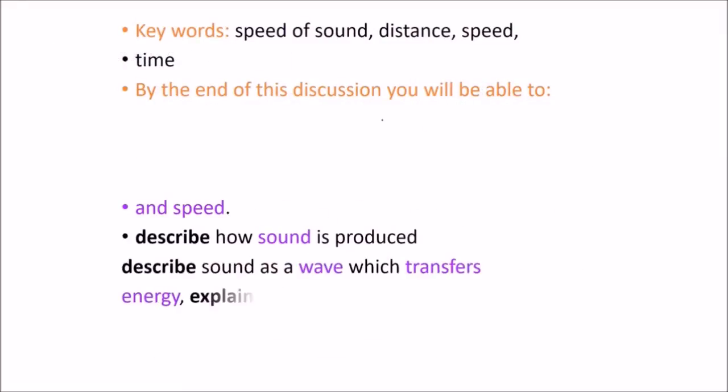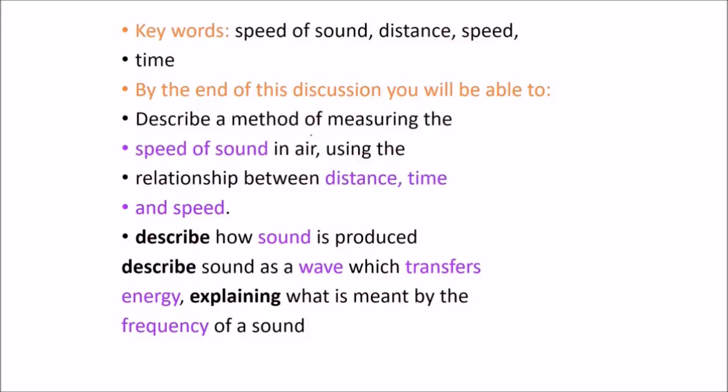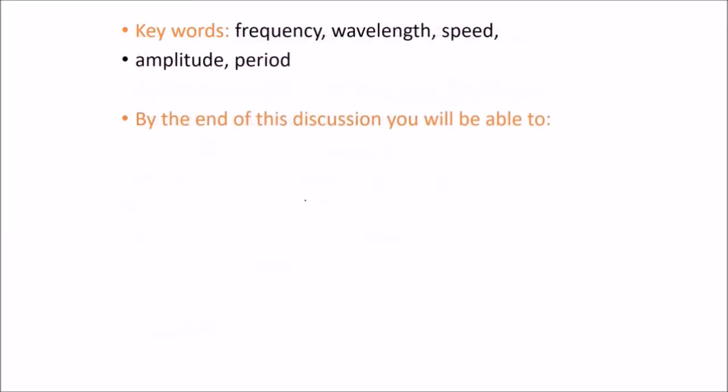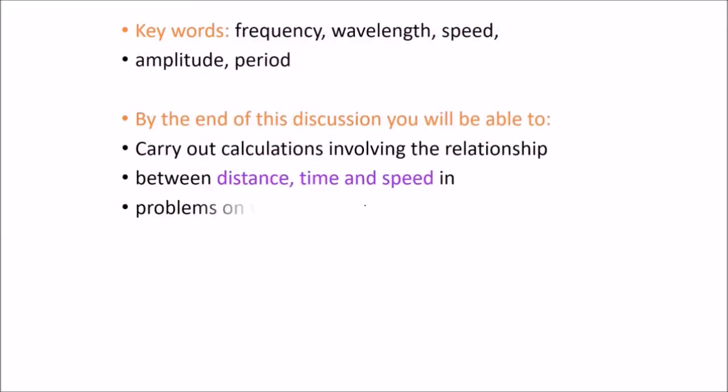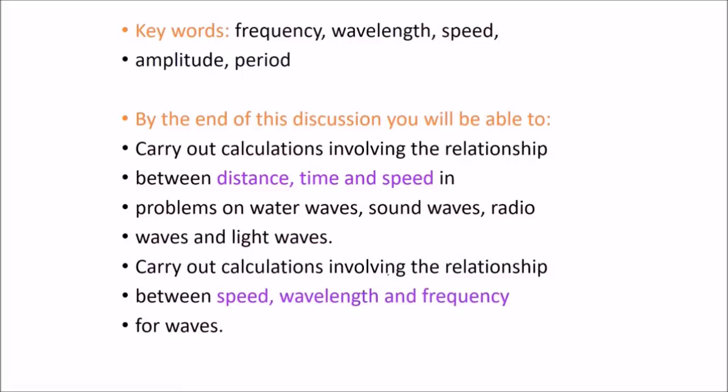Then we will see the speed of sound, distance and speed. So we'll be able to know the method for measuring the speed of sound in air using the relationship between distance, time and speed. We are going to describe how sound is produced. We'll be able to describe sound as a wave which transfers energy. And we will be able to explain what is meant by the frequency of a sound. Also, you can carry out calculation involving the relationship between distance, time, and speed in problems of water waves, sound waves, radio waves, light waves, and you'll be able to carry out calculation involving the relationship between speed, wavelength, and frequency for waves.